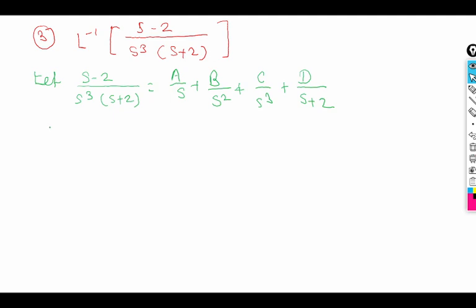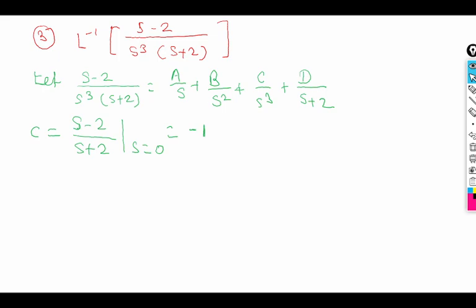To get the value of c, we have to ignore the denominator of c from the given function. So we'll ignore s cube. We're left with s minus 2 divided by s plus 2 only, where we are going to replace s by 0, equating the denominator of c to 0. If we replace that, we get minus 2 upon 2, which is minus 1. The value of c is minus 1.